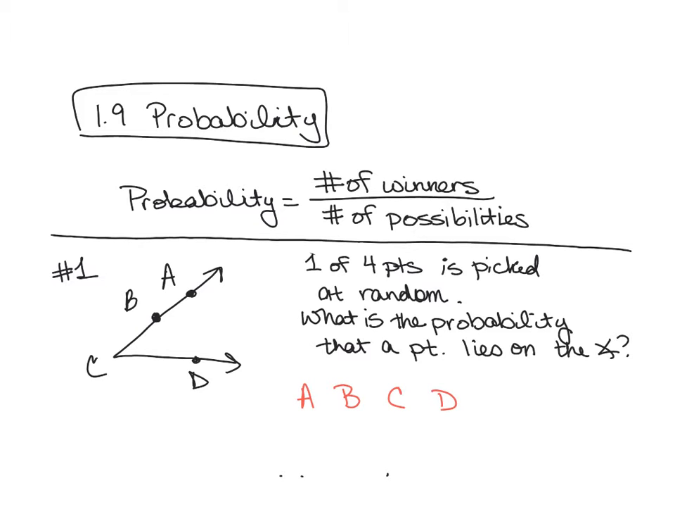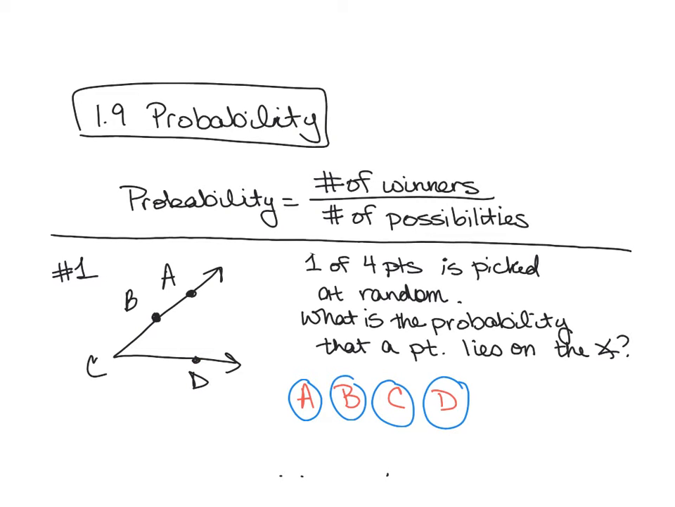Now, of these, which one would be a winner? Well, point A, is that on the angle? Yes, it is. Therefore, that would be a winner. Point B, is that on the angle? Yep, so that would be a winner. Is point C right here on the angle? Yes, that would be a winner. And finally, point D, is that on the angle? And the answer again is yes.